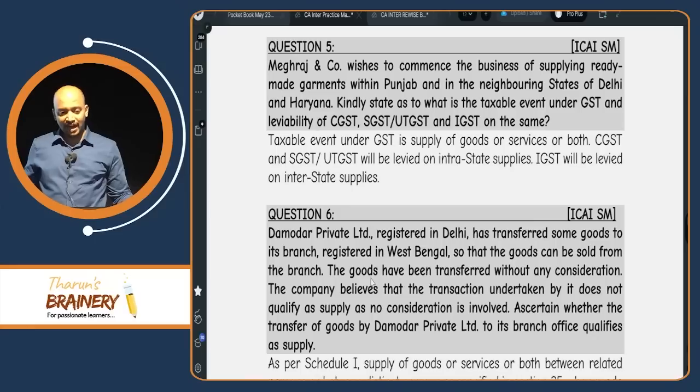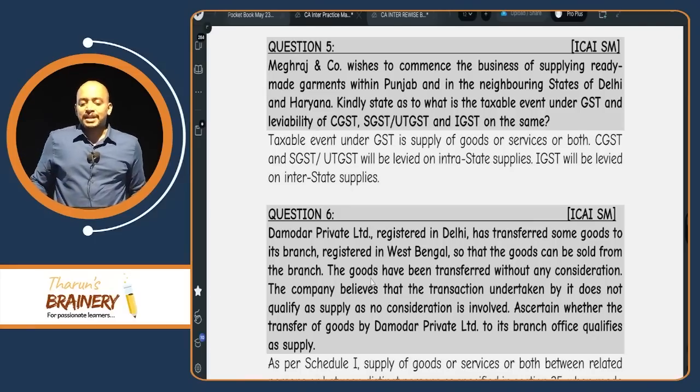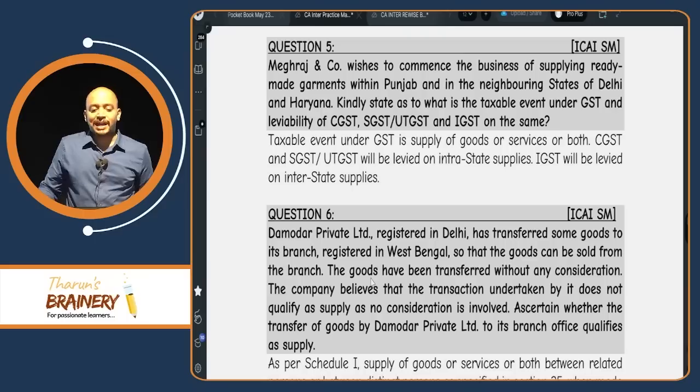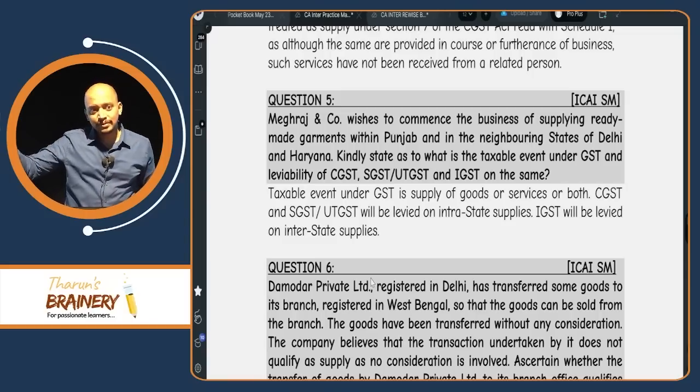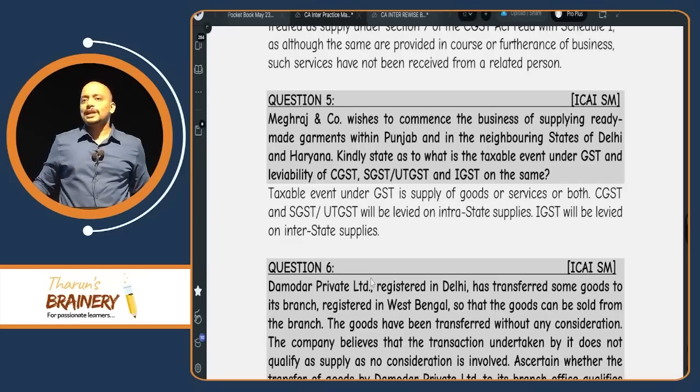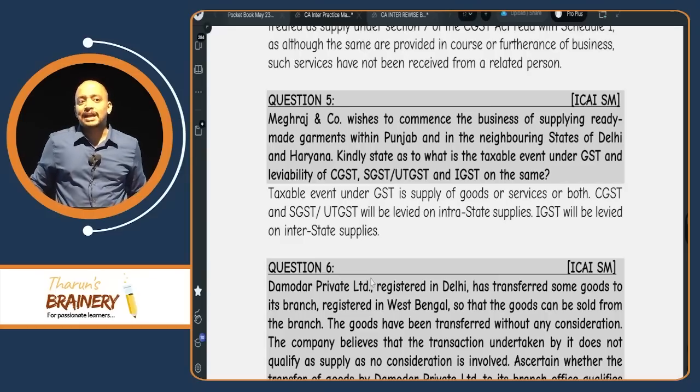Then next, question number 5. Meghraj and Company wishes to commence the business of supplying ready-made garments within Punjab and in neighboring states of Delhi and Haryana. Kindly state as to what is the taxable event under GST and leviability of CGST, SGST or UTGST and IGST. Where is he doing business? Punjab, and they are making sales to Delhi and Haryana. So therefore, in case of goods, what will be taken as the place of supply? Ending point of the goods. What is the ending point of the goods? Delhi and Haryana. Location of supplier? Punjab. Place of supply? Delhi and Haryana.